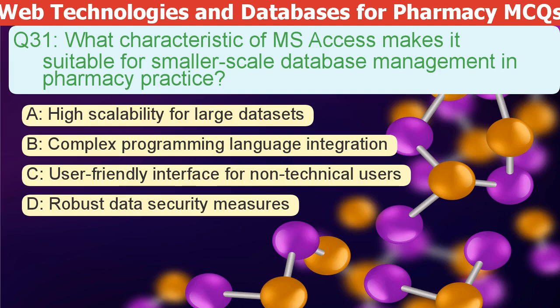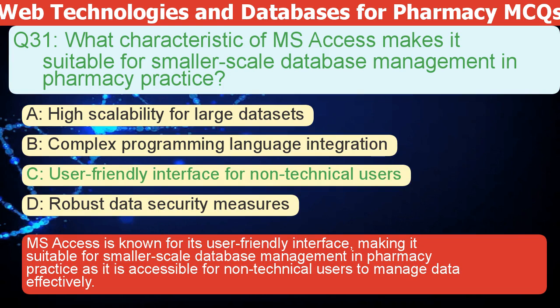What characteristic of MS Access makes it suitable for smaller scale database management in pharmacy practice? A. High scalability for large datasets. B. Complex programming language integration. C. User-friendly interface for non-technical users. D. Robust data security measures. The correct answer is C. MS Access is known for its user-friendly interface, making it suitable for smaller-scale database management in pharmacy practice. It's accessible for non-technical users to manage data effectively.